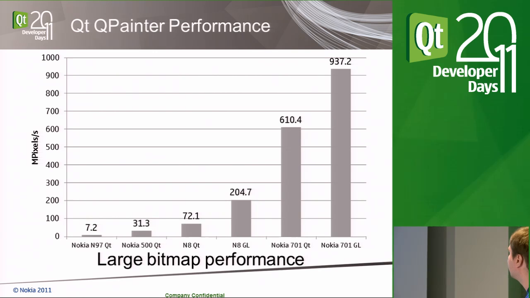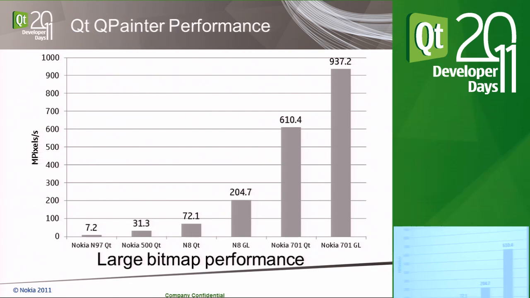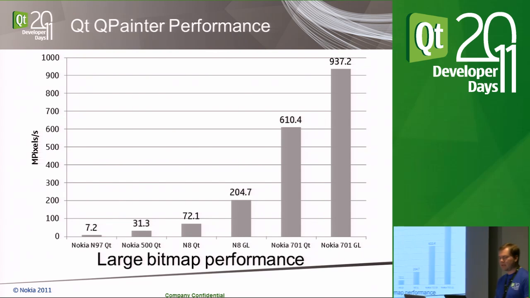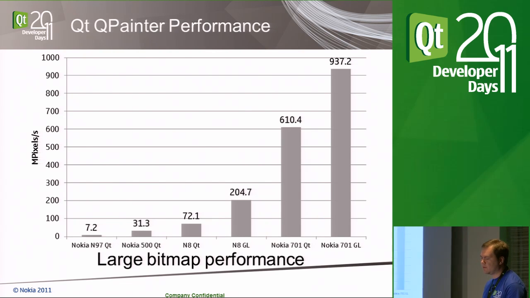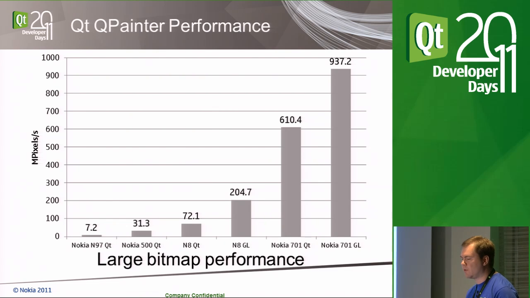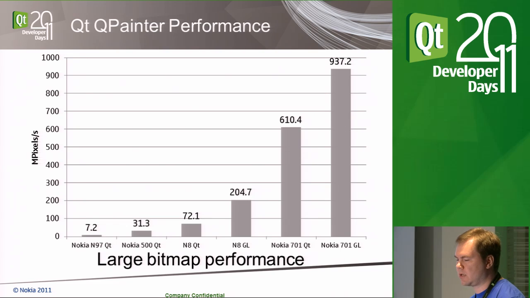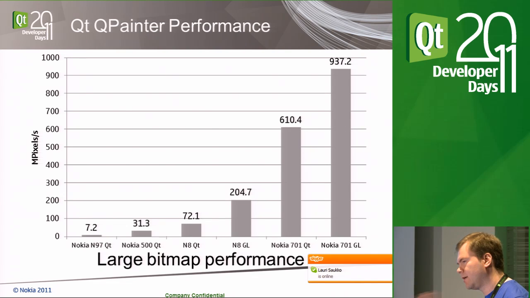Then something about the Qt Painter performance. Here we see the different platforms. Unfortunately, I'm missing the N9 because I just got it last week, so I don't have the figures for that. But you can see that the 5th edition N97 with the default Qt rasterization backend gives you about 7.2 million pixels per second. So it's quite slow, so you cannot fill the screen many times with that kind of performance.